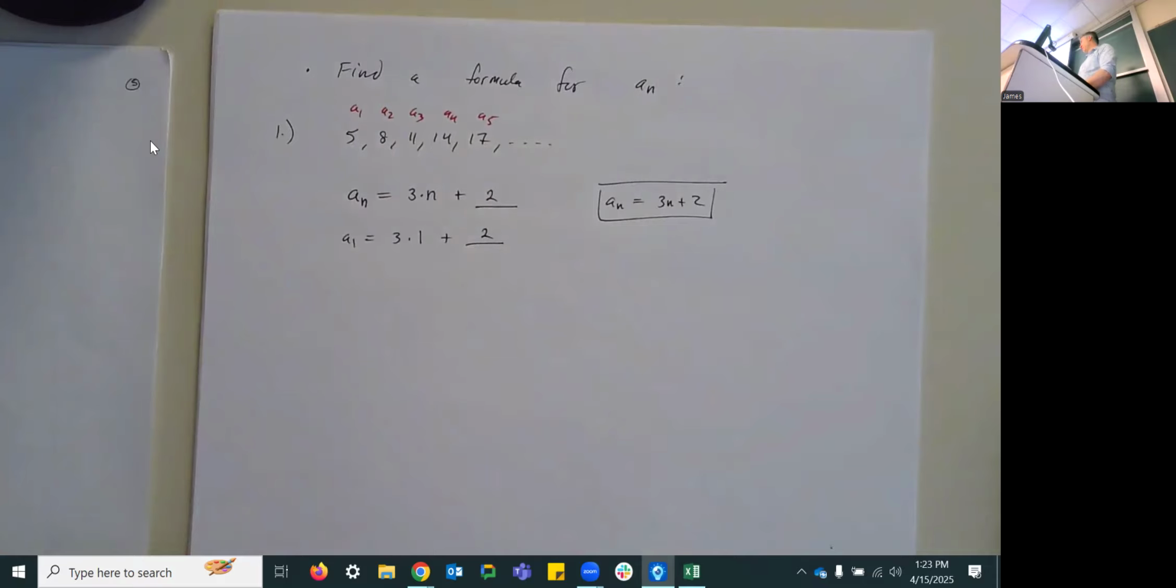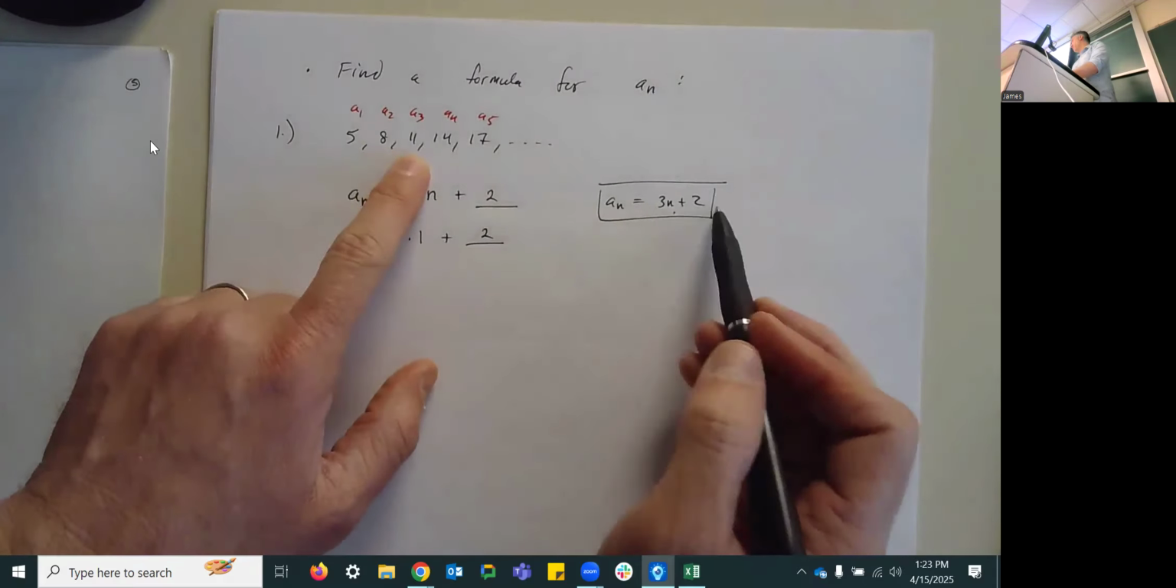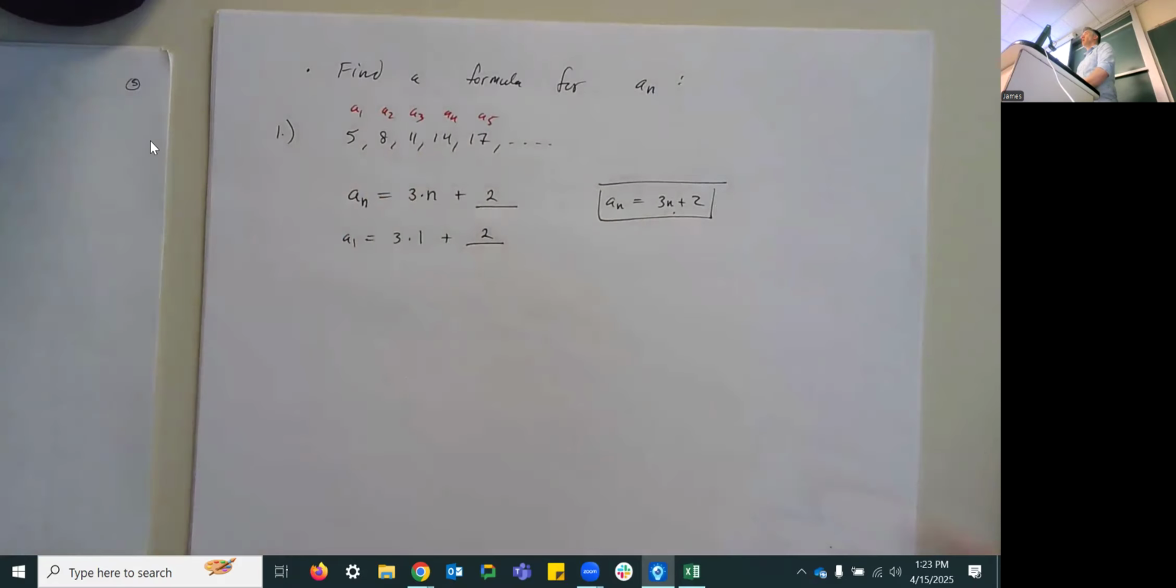And it works. You can check the next one, right? If you plug in 2, you get 6 plus 2, which is 8. If you plug in 3, you get 9 plus 2, which is 11. And so on and so on. So if you're increasing by the same amount or decreasing by the same amount every time, that's usually going to be your coefficient of n.